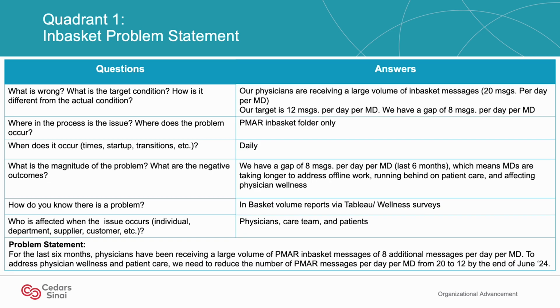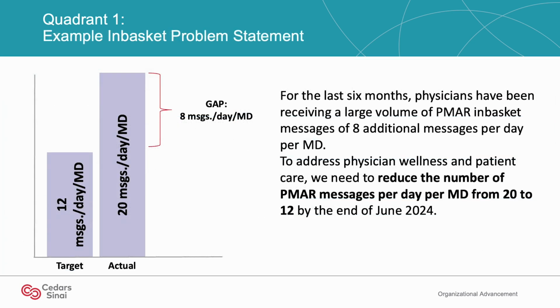Notice at the bottom we have a summary statement that encapsulates elements of each answer to provide a clear and complete problem statement. It meets the criteria that we discussed earlier by numerically quantifying the gap, ensure the statement is clear and simple to understand, and includes who this problem impacts and why it's important to address it. When the team was able to put together a problem statement, they were able to visually demonstrate the gap that they were trying to close between their actual performance and their target.